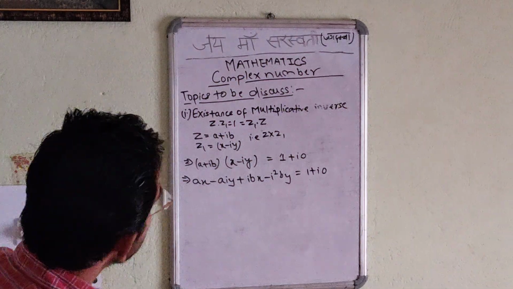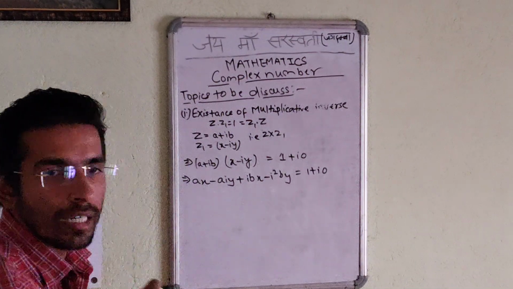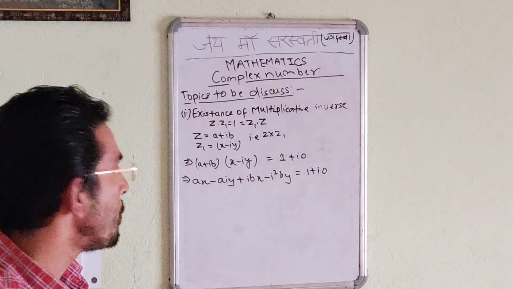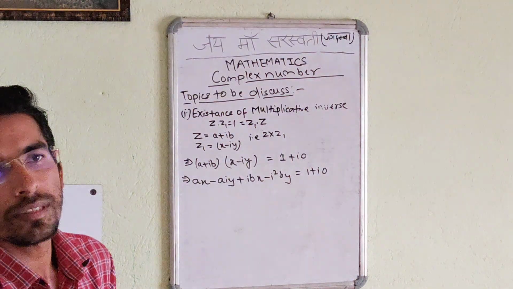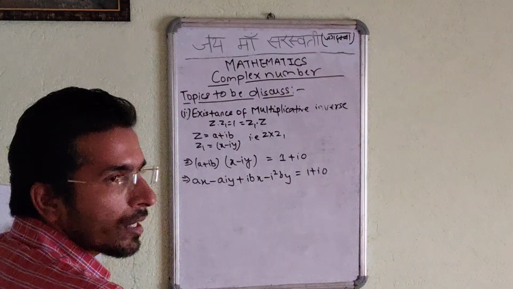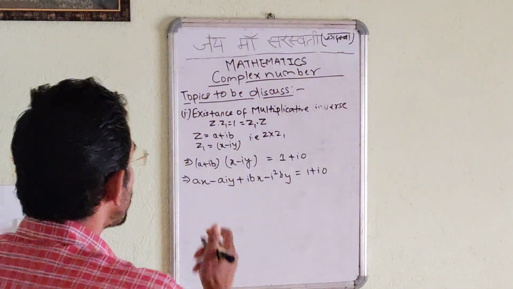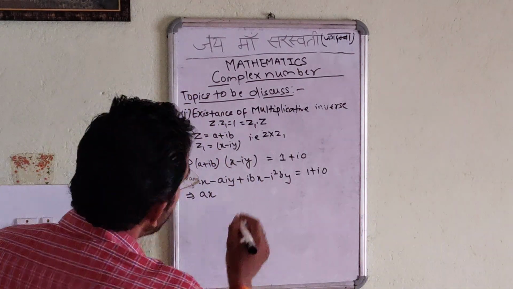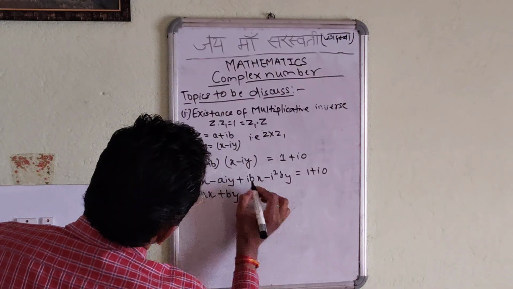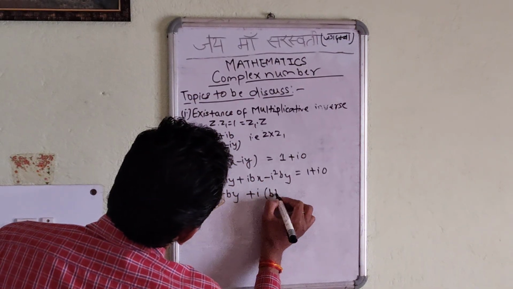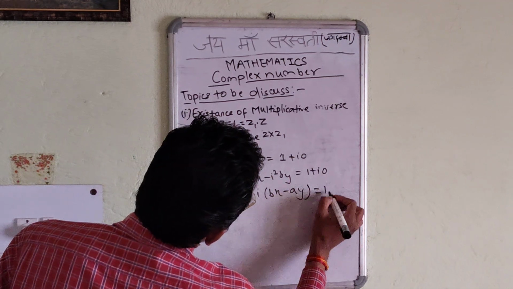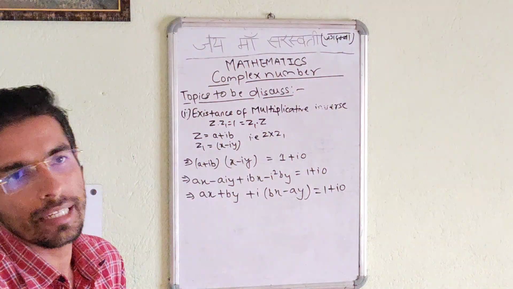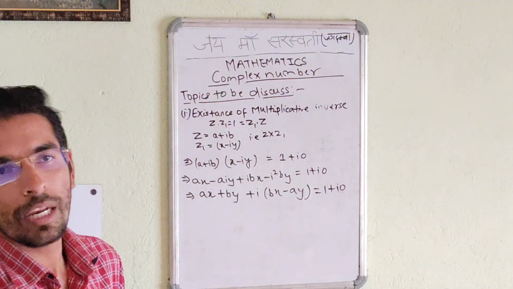Understood? We see here that there are certain terms comprising imaginary parts. So we will segregate the real part on one side and the imaginary part on the other side. We get ax, i square is minus 1, so plus by, and I take i common, (bx - ay) is equal to 1 + i·0. So we have seen how we segregated the complex number into real part as well as imaginary part.